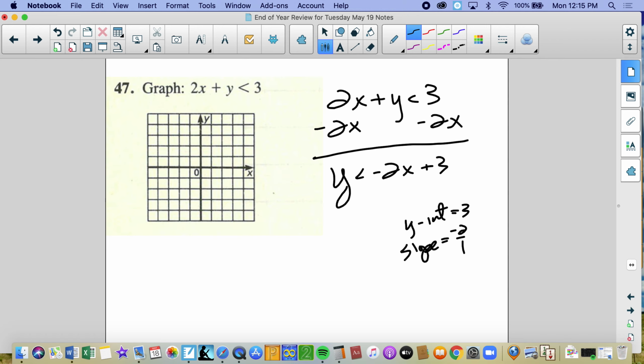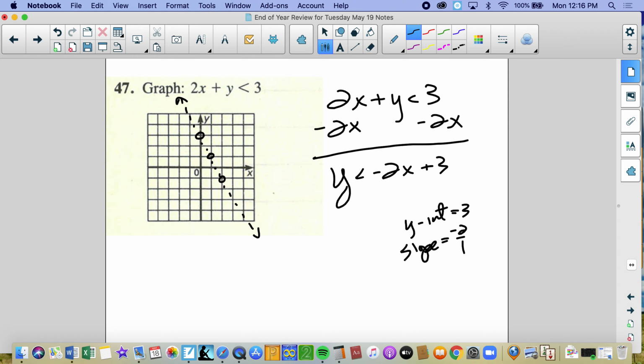So at the y-intercept of 3, I'm going to write an open circle, and then I'm going to use my slope. Down 2, right 1. Down 2, right 1. And it's the same exact looking graph. It just used a different technique to find those points.